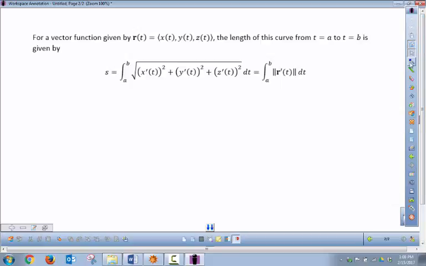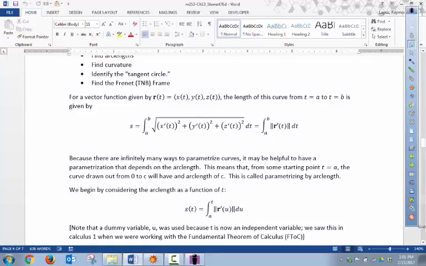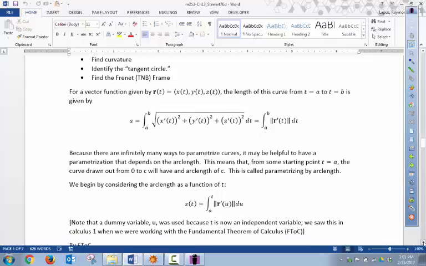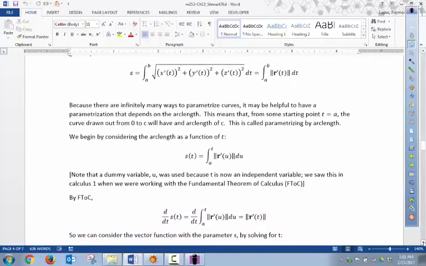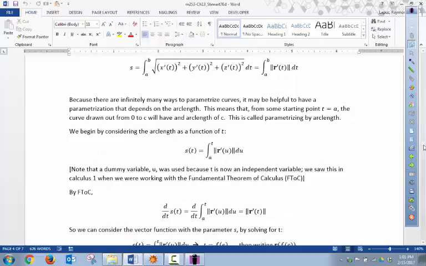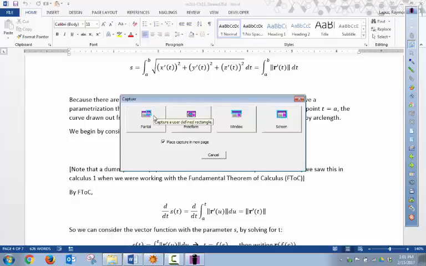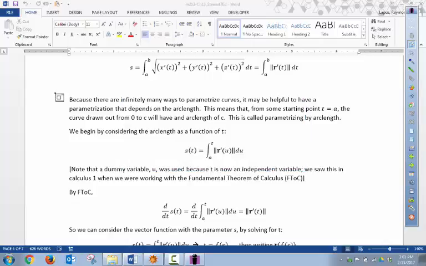Now there's this idea of integrating with respect to arc length that we won't talk much about. So maybe we'll dive into it next time, but we won't talk about it. But it is important in building some of the theory behind the curvature. So I'll just put this in our notes.